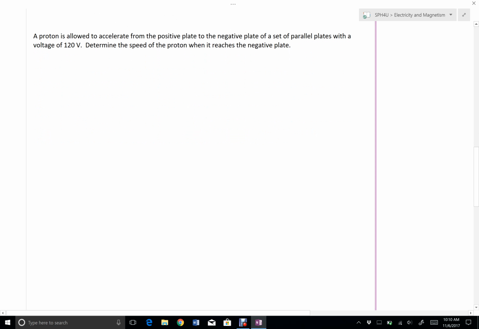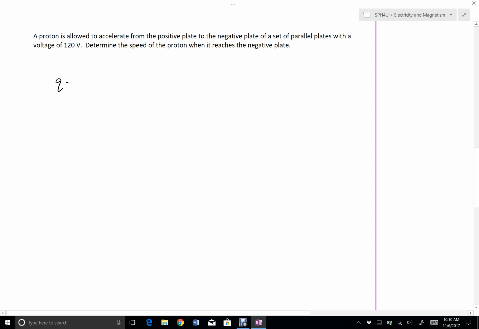Alright, here's our example with a set of parallel plates, and we're going to see how with parallel plates we really can use energy or forces to solve the problem. A proton is allowed to accelerate from a positive plate to a negative plate in a set of parallel plates with a voltage of 120 volts. Determine the speed of the proton when it reaches the negative plate.